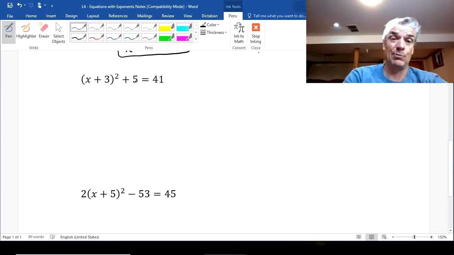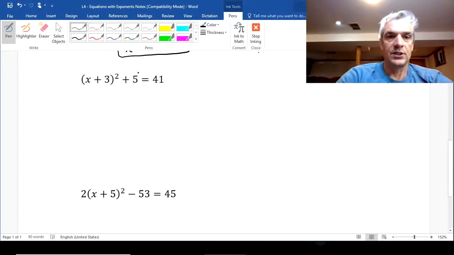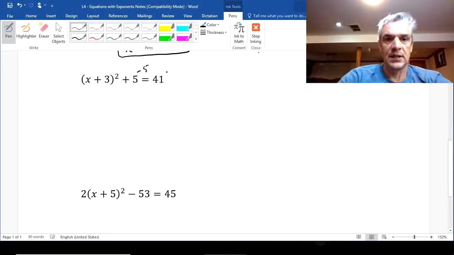I would prefer to get rid of the +5. In fact, I don't prefer, I have to if I want to take the square root, because I can't take the square root of something that's not squared and get the answer of just x plus 3. I'd have to deal with how this would square root, and it makes it more complicated. So what I'm going to do is subtract 5 from both sides of the equation.